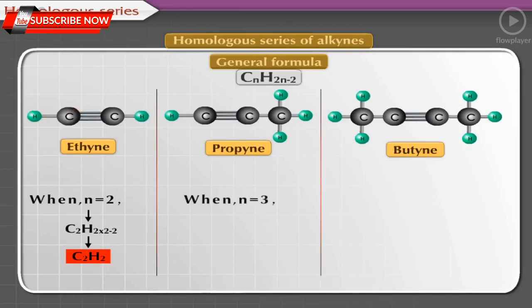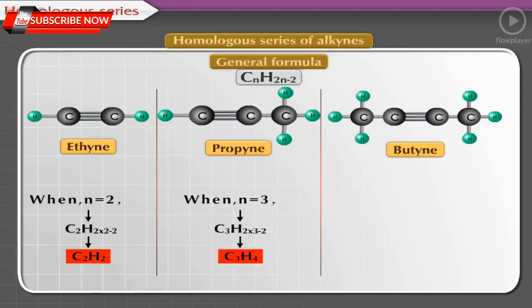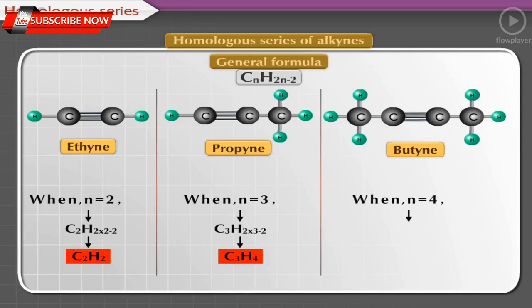When the value of n is 3, the molecular formula of the second member, C3H4, is obtained. When the value of n is 4, the molecular formula of the third member, C4H6, is obtained.